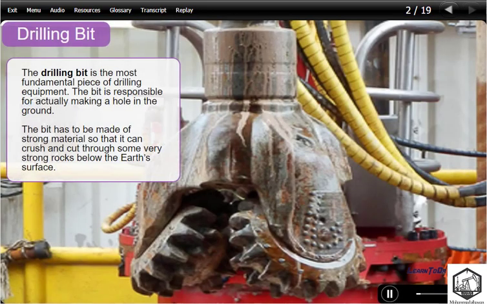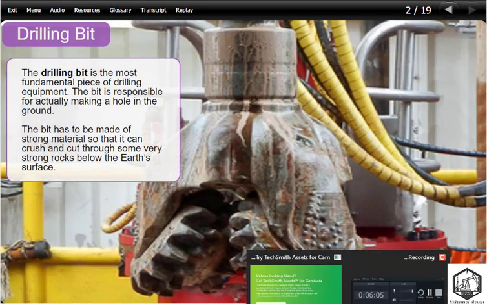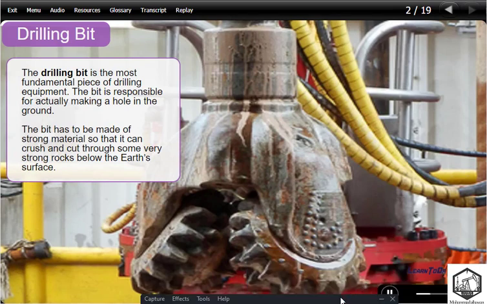The drilling bit is the most fundamental piece of drilling equipment. The bit is responsible for actually making a hole in the ground. The bit has to be made of strong material so that it can crush and cut through some very strong rocks below the Earth's surface.